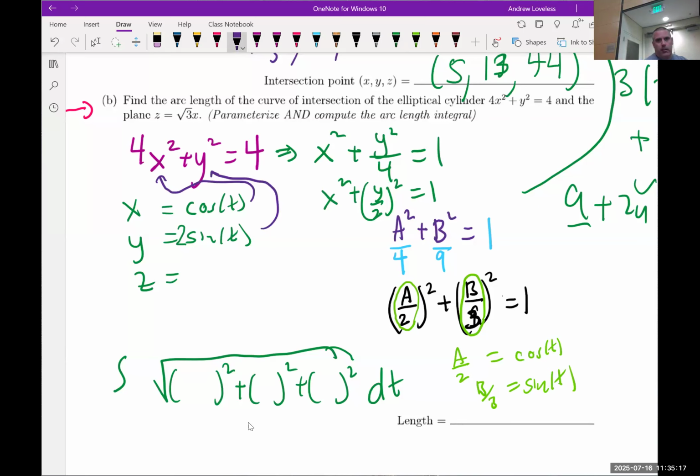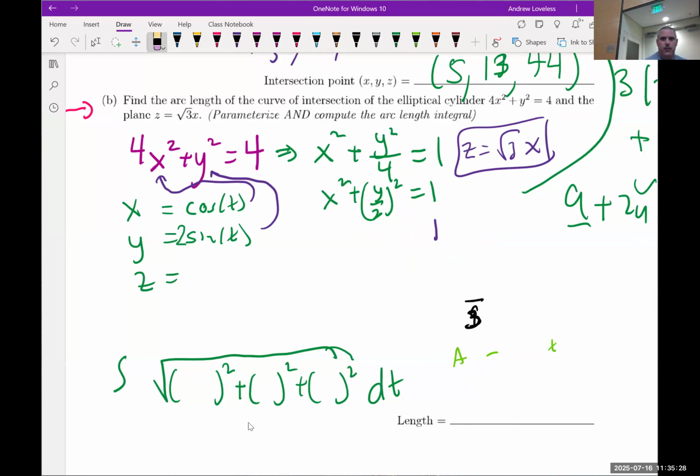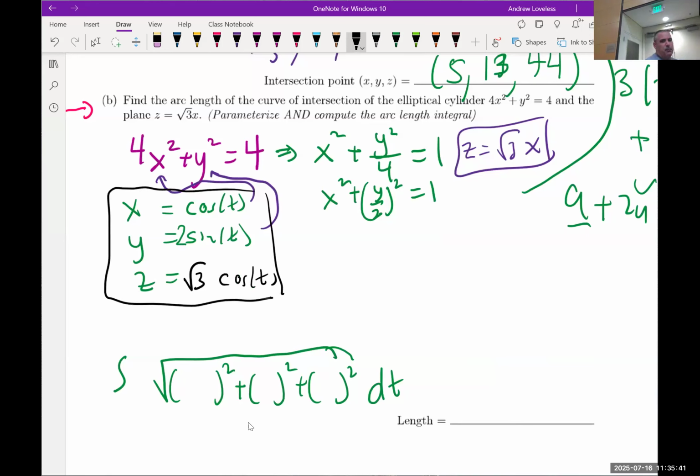Okay, once we've done that, we've done the hard part in my mind, because what is z? z is the square root of 3x. So z is going to be the square root of 3 times whatever x is, which is cosine. So this is the preferred parameterization because it's simpler. It doesn't involve square roots. This would be my preferred way to compute this arc length. But let's see if we can finish it out.